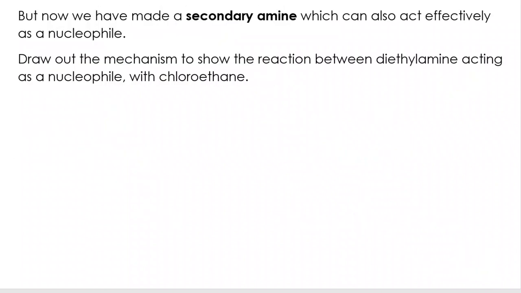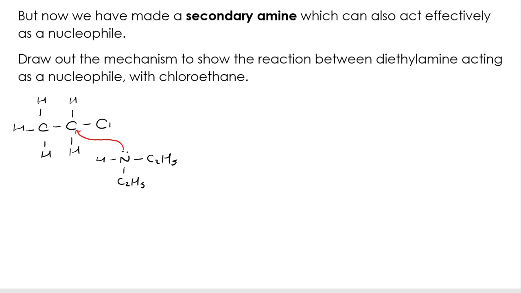But it doesn't stop there, because I've now got diethylamine, which can act as a nucleophile. So have a go at the mechanism that reacts diethylamine with chloroethane. And on this one, you can see again, I've written it in exactly the same format. My ammonia, 2 of the H's have now been replaced by C2H5s, but essentially the same. My lone pair attacks the delta positive carbon. The C-Cl bond breaks. My electrons move towards the chlorine.